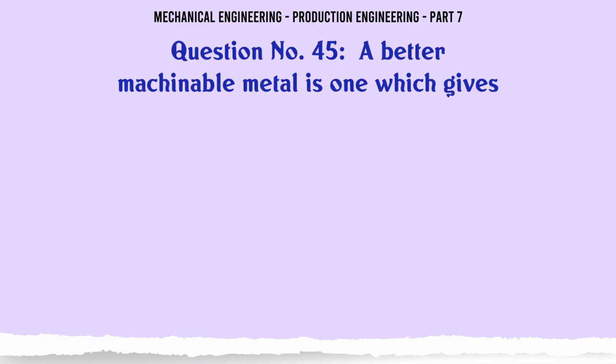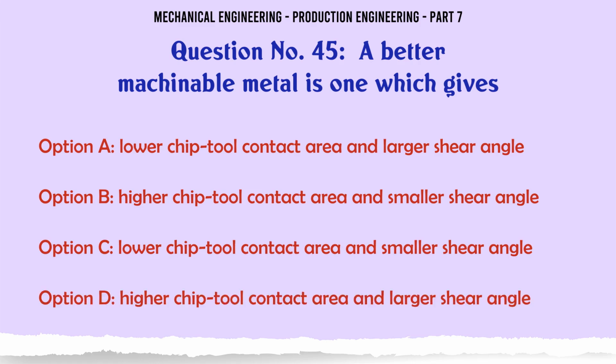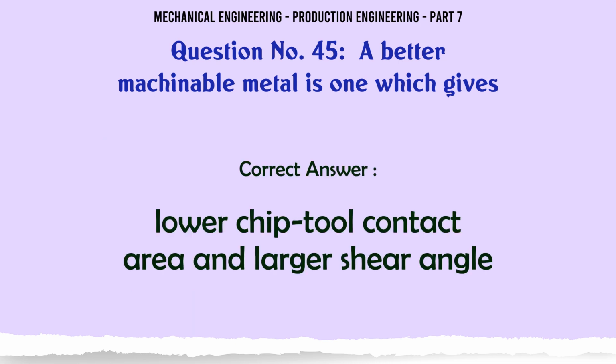A better machinable metal is one which gives: A. Lower chip tool contact area and larger shear angle, B. Higher chip tool contact area and smaller shear angle, C. Lower chip tool contact area and smaller shear angle, D. Higher chip tool contact area and larger shear angle. The correct answer is lower chip tool contact area and larger shear angle.